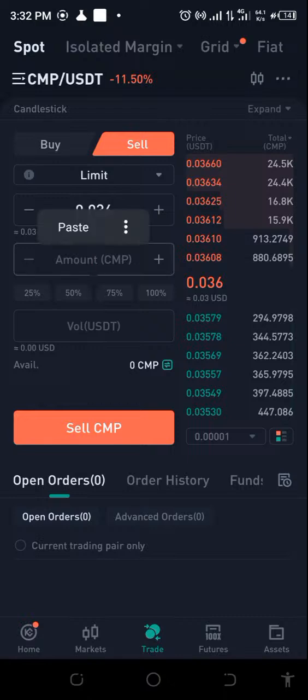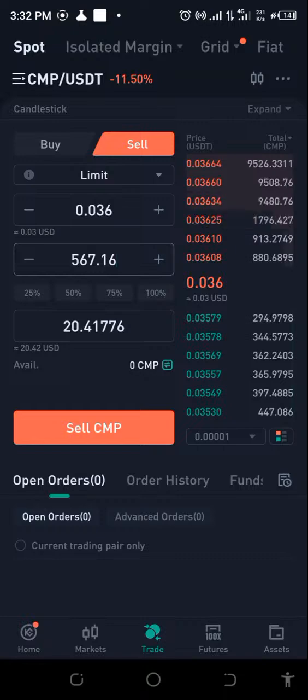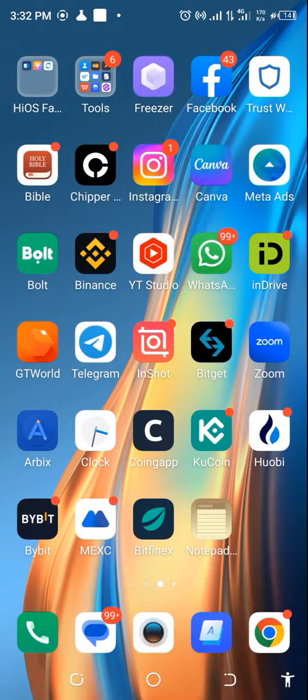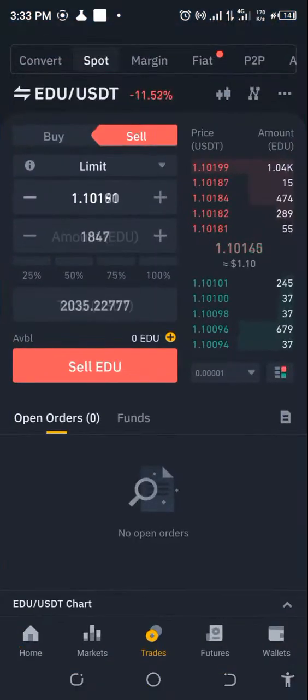Okay, let's check this out. Okay, it looks like it's a good deal. At least it's better. 20.41, almost 42 minus 1. That's still okay. So let's go ahead and do this. Let's not waste time. It's just about 3 cents to cent. So let's go ahead.